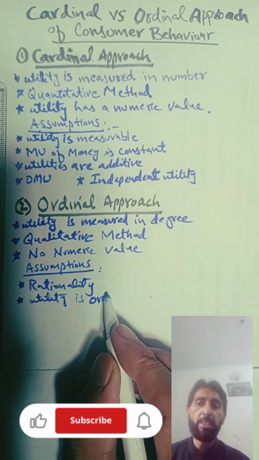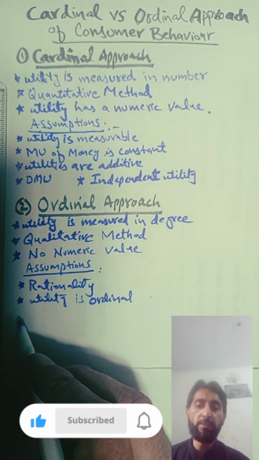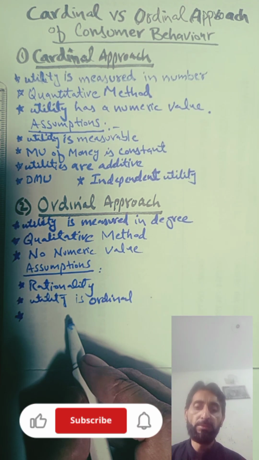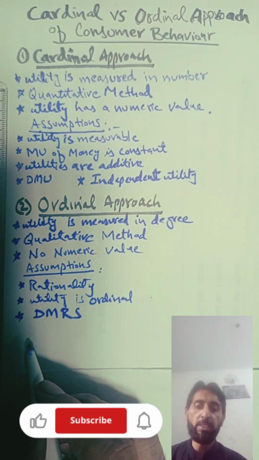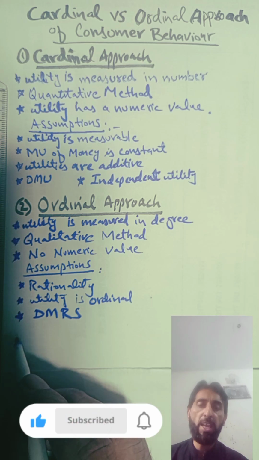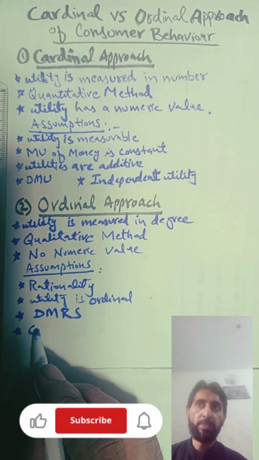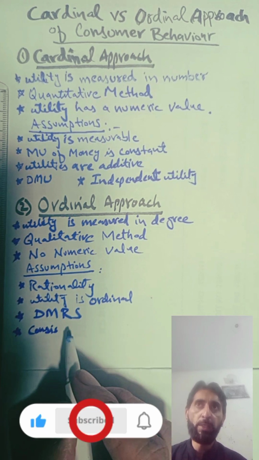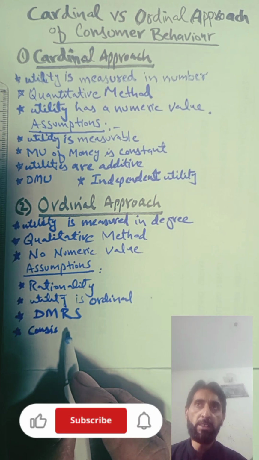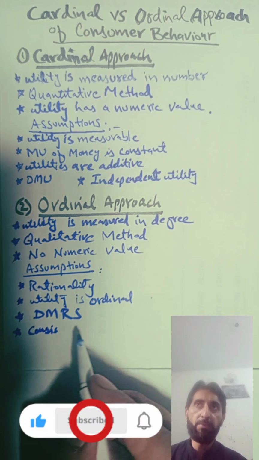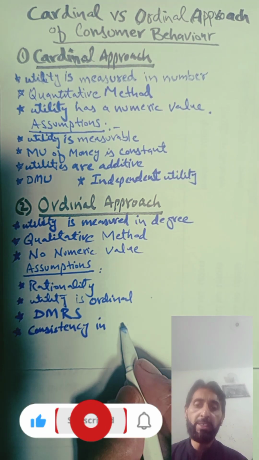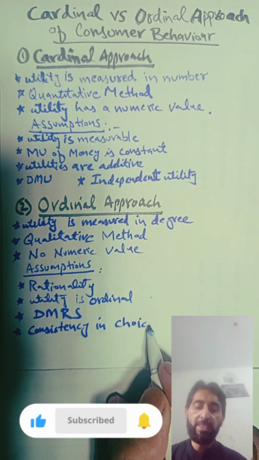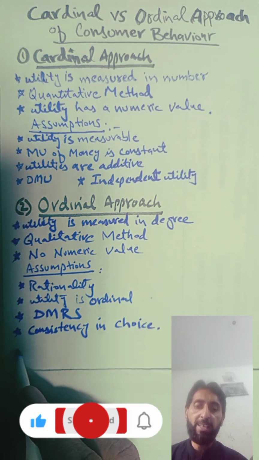Number three, diminishing marginal rate of substitution. In this approach, the principle of diminishing marginal rate of substitution is assumed. As we start to substitute one commodity for another, our intensity of want to substitute the good for another continuously decreases.